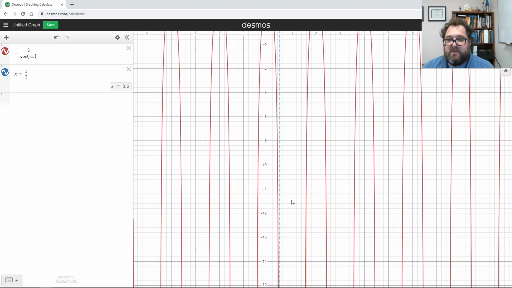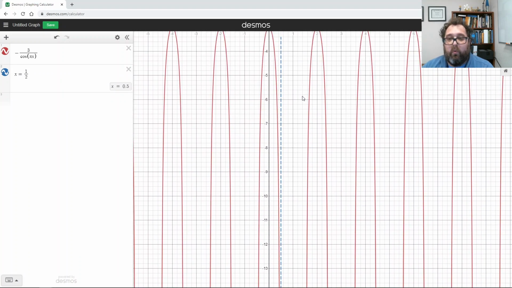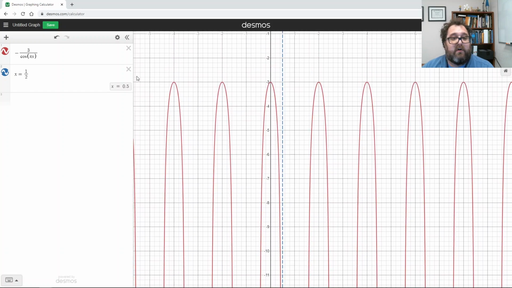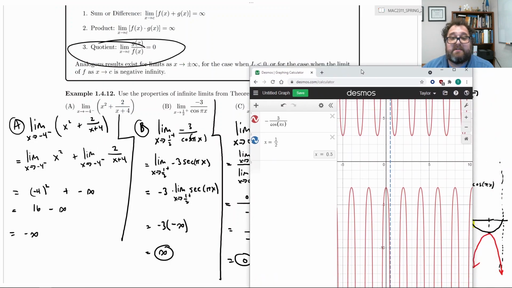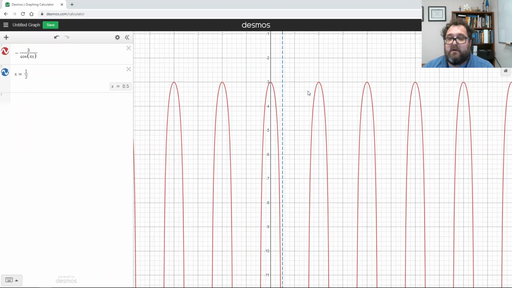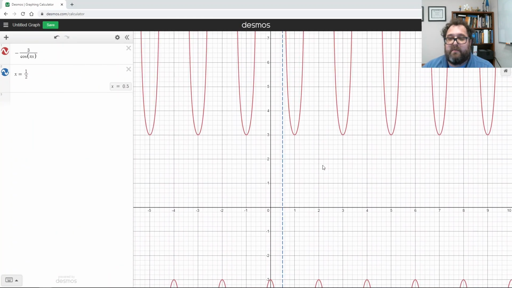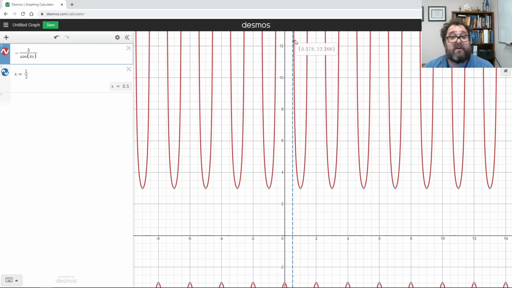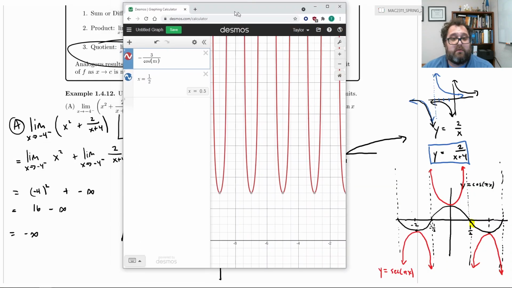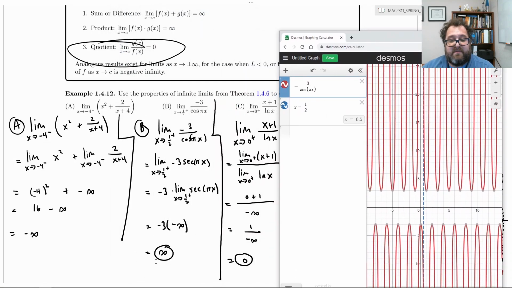So what's happening as we approach 1/2 from the right? Notice if we approach from the right, we're up here, shooting off towards positive infinity. Is that what we found to be true? Yep, positive infinity. That's what we found to be true. What about the next one?